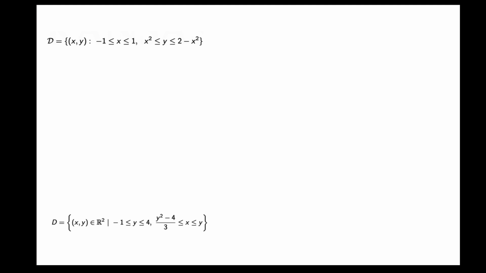Let's talk about inequalities. The first set is the set of solutions to this system of inequalities. Here it tells you that y is between, let's write it out again, y is between x squared and 2 minus x squared, and then x is between -1 and 1.